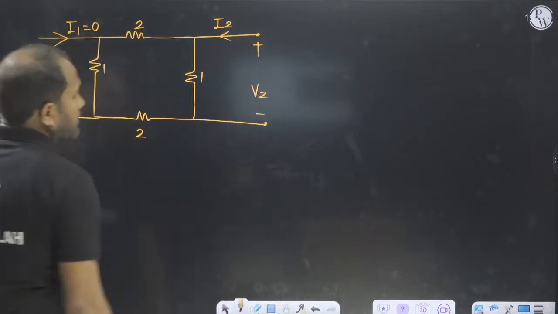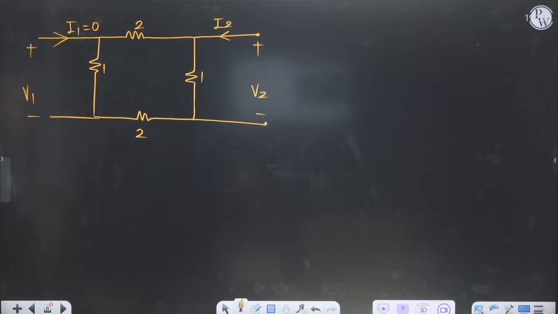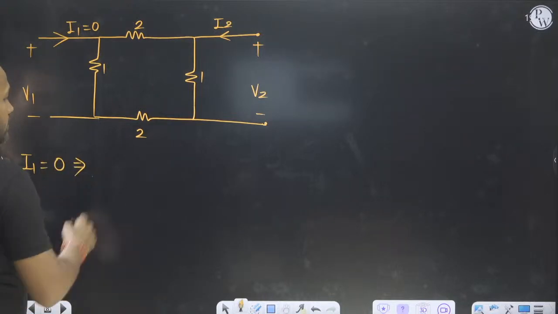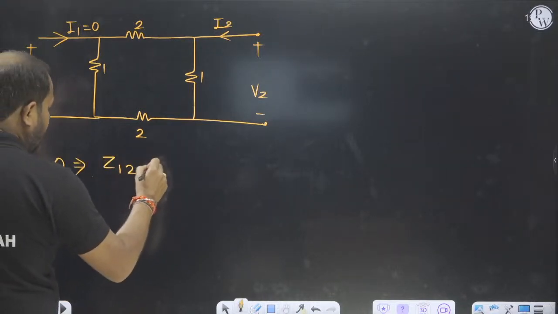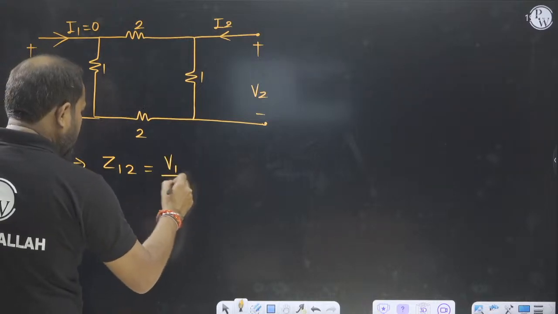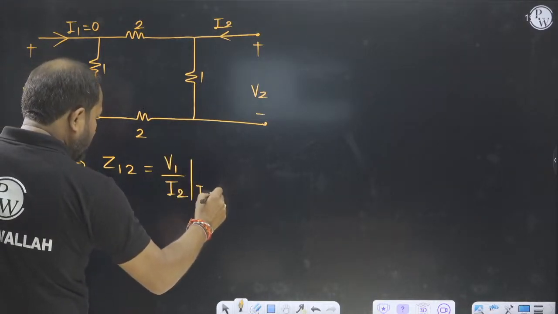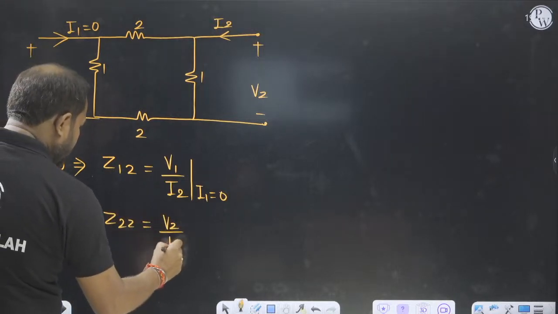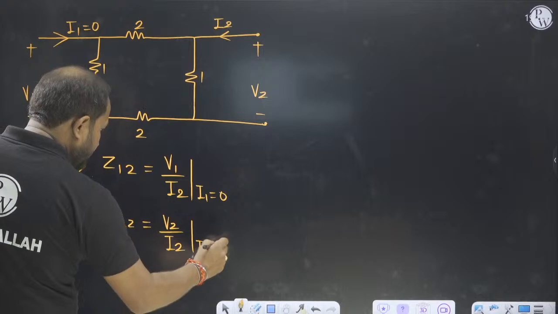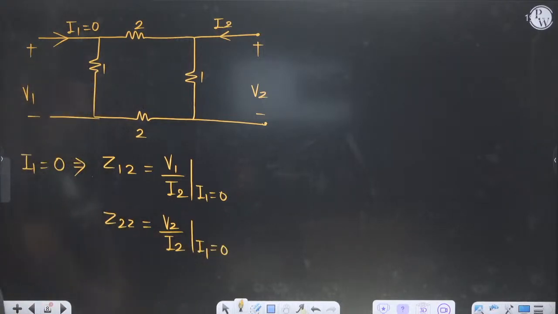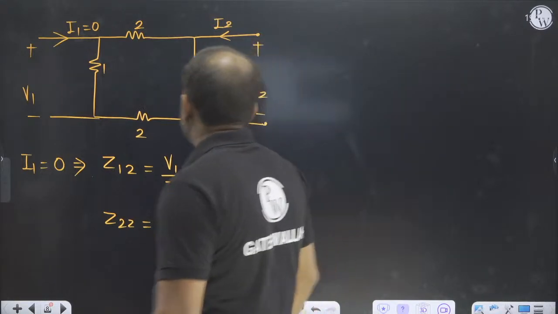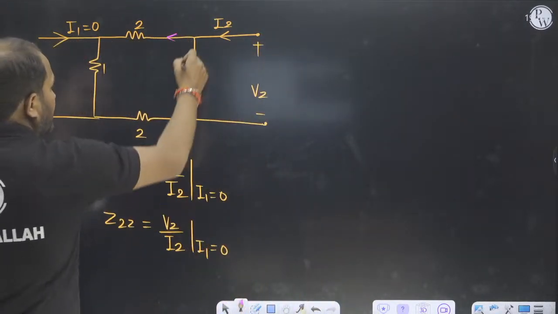Okay sir. So first of all, what are we going to find out? We are going to find out Z12. If I make I1 equal to 0, what will happen? I1 is equal to 0, that means I will define Z12 as V1 by I2 with I1 equal to 0, and Z22 as V2 by I2 with I1 equal to 0. Since there is no current flowing here, I can go through this point. There is a current like this and like this.